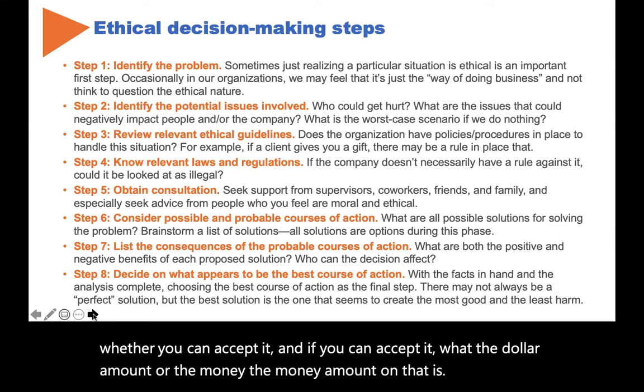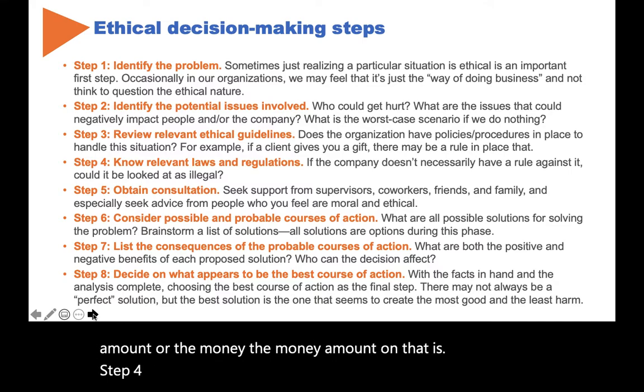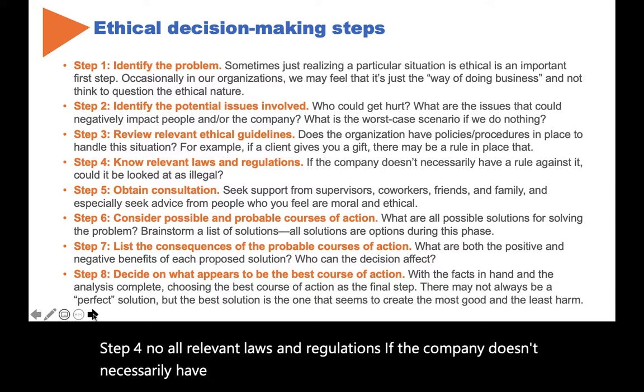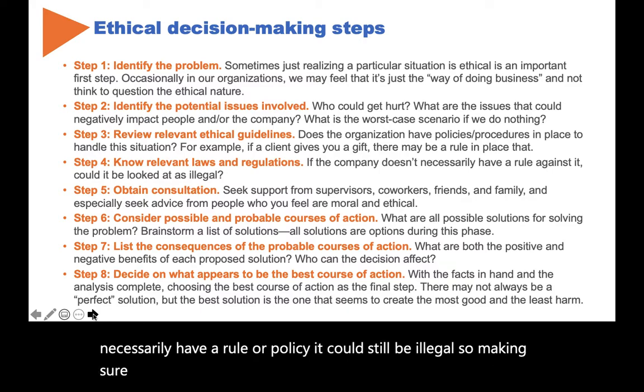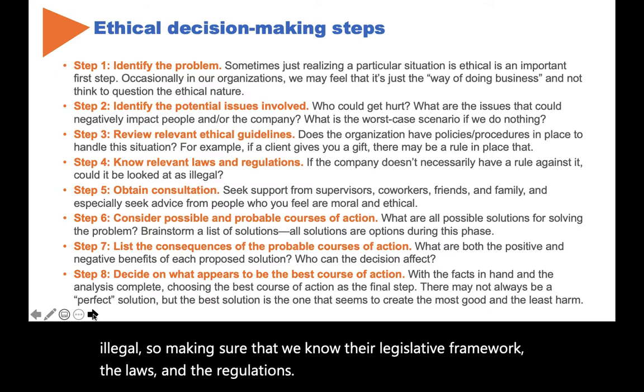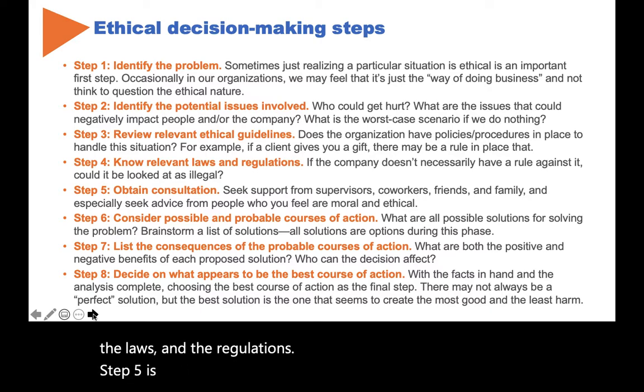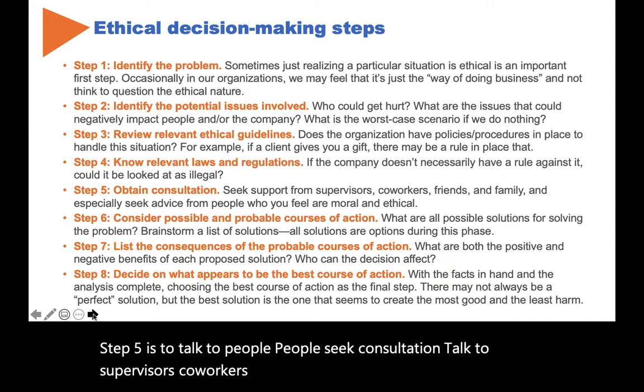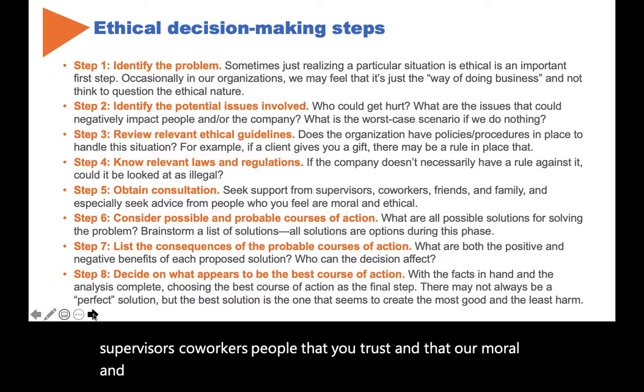Step number 4, know all relevant laws and regulations. If the company doesn't necessarily have a rule or a policy, it could still be illegal. So we make sure that we know the legislative framework, the laws and the regulations. Step number 5 is to talk to people. Seek consultation. Talk to supervisors, coworkers, people that you trust and that you know are moral and ethical.